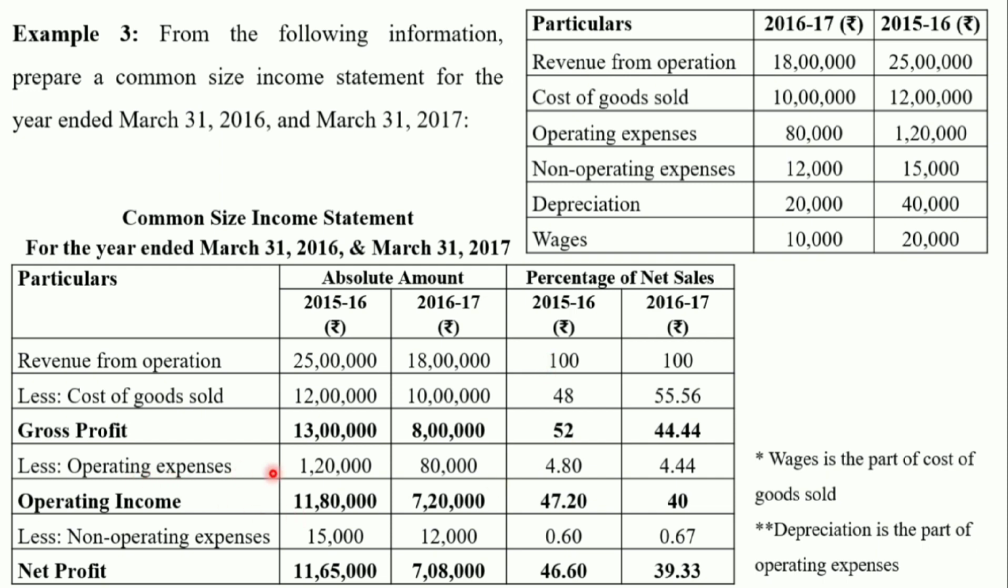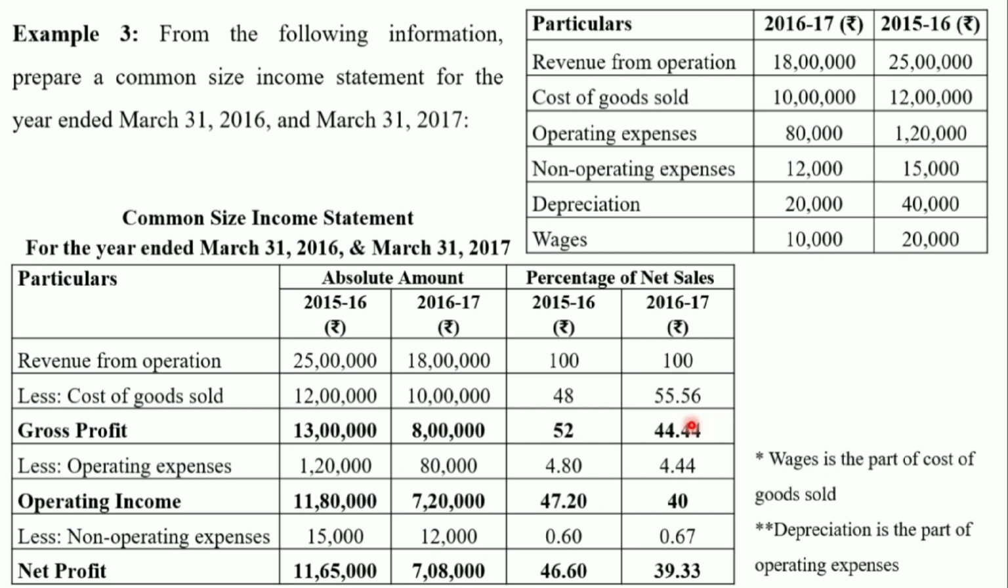Now operating expenses again, 4.8% for 2015-16 and 4.44% for 2016-17. Operating income is 47.20% and 40%. Non-operating expenses 0.6 and 0.67%. And net profit, the percentage of net profit for the year 2015-16 is 46.60% of revenue from operation. And for 2016-17, net profit is 39.33% of revenue from operation.